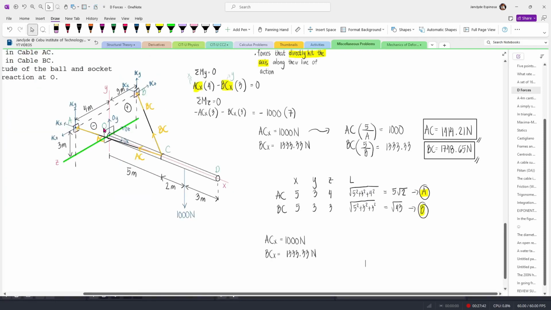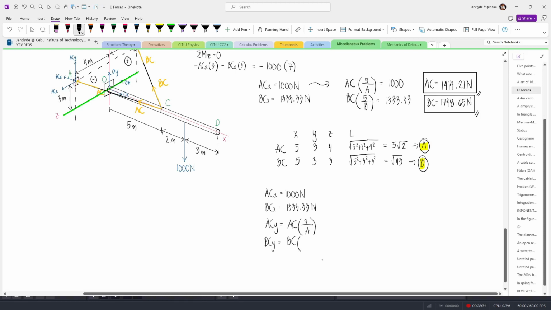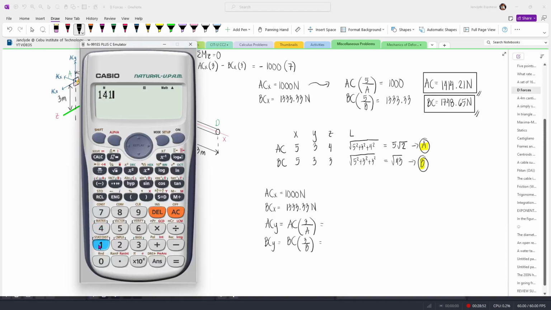Now since to solve O, we need all the forces, these 3 components, and also this one. We need to get ACY, BCY, as well as ACZ and BCZ. So getting ACY, we have AC multiplied by the Y component, which is 3 meters, divided by the length, which is stored into A. And then for BCY, we have BC multiplied by the Y component, which is 3 meters, divided by the length B. So this is gonna be 1414.21 AC times 3 over A. We have 599.99, which is 600. So 600 newtons. And then for BCY, we have 1748.65 multiplied by 3 over B. So that's gonna be 800.